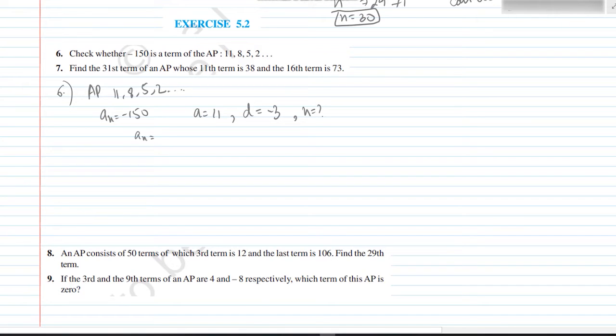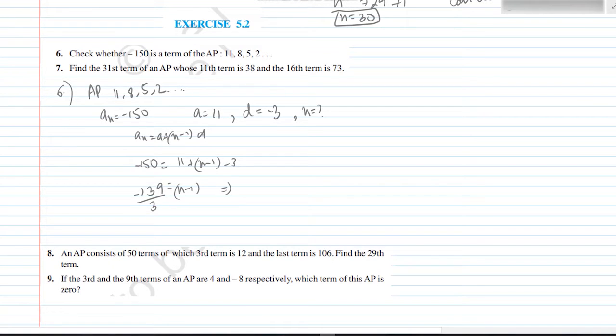You all know the formula. Minus 150 is equal to 11 plus (n minus 1) times minus 3. Minus 139 divided by 3 is equal to n minus 1.